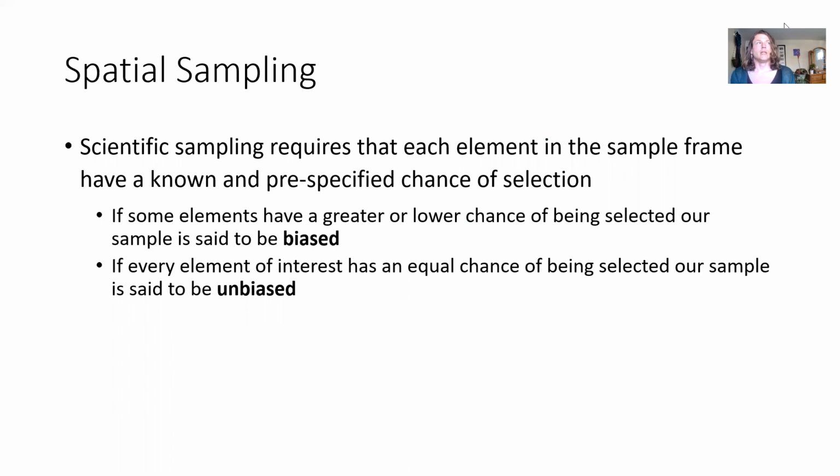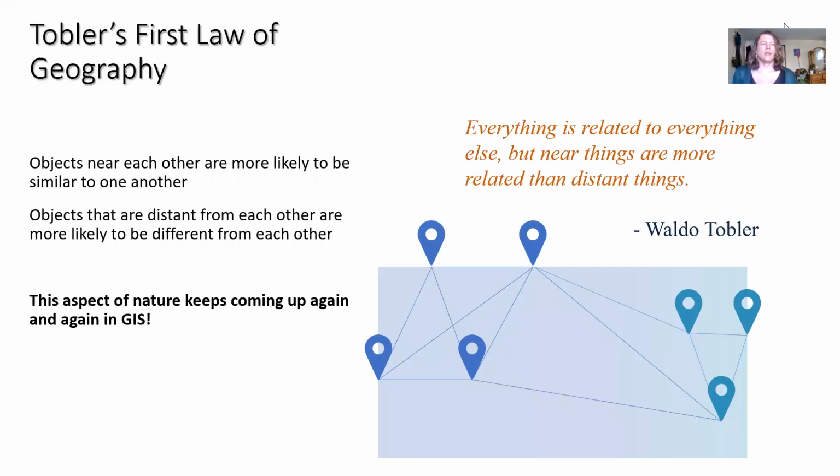Sometimes we explicitly design our samples to be biased. Even though, again, in many of the hard sciences, you want an unbiased sample. Sometimes that's just not a feasible option in geography. Because again, objects that are close to each other are more likely to be related. Things that are farther away are more likely to be less related.